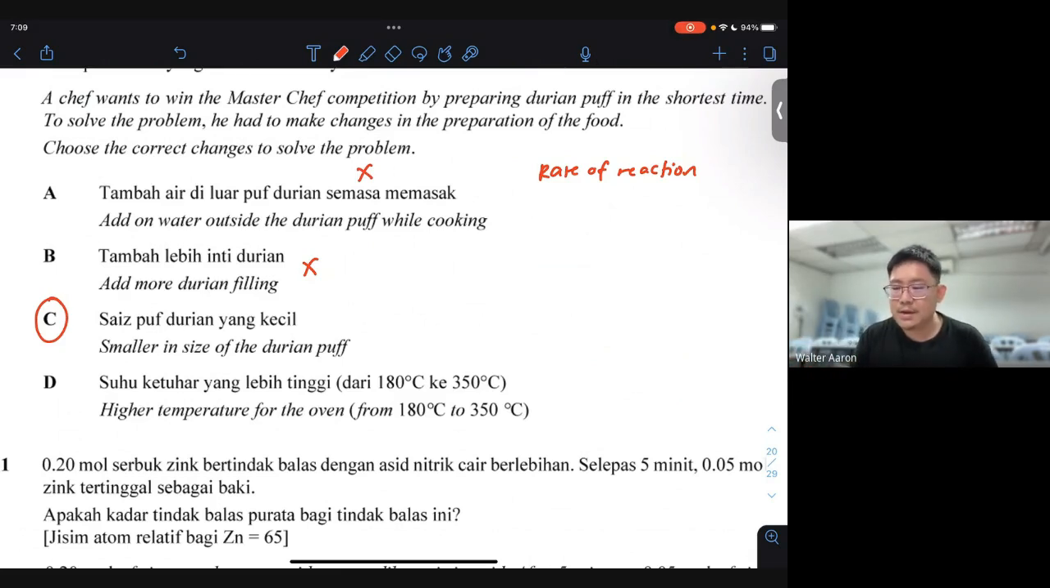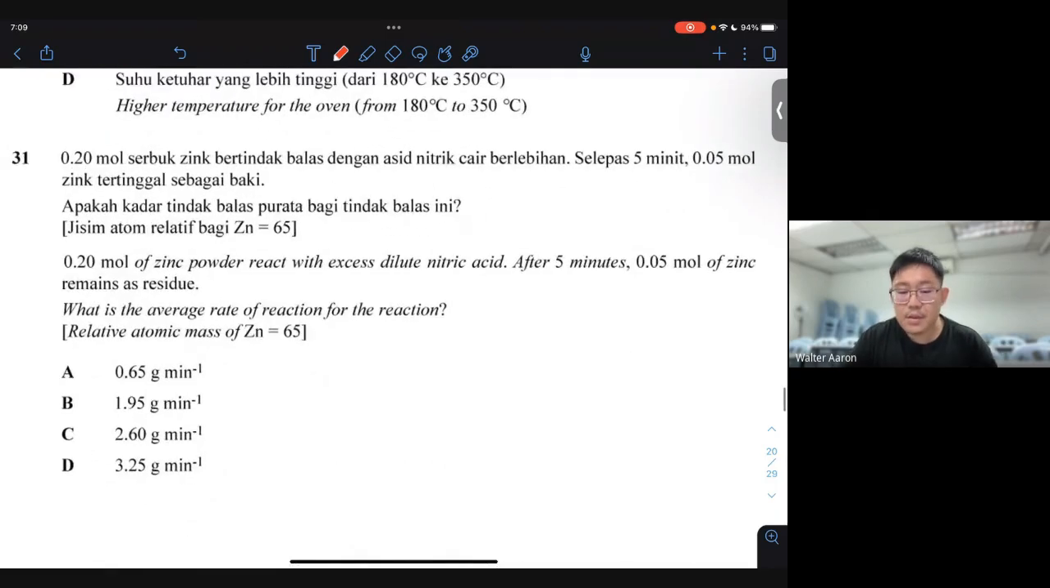So if you guys bake, or if you guys have seen people bake before, they never actually use a very high temperature, because that will technically burn the pastry, but the fillings inside will still probably be not cooked yet, you know. So instead of putting a high temperature, which can cook the food faster, but also there's a risk of burning it, we can actually decrease the size of the durian puff so they can cook faster. All right, much more manageable, I would say, compared to the one in the bottom over here. So therefore, small in size will increase the rate of reaction. Answer is C.